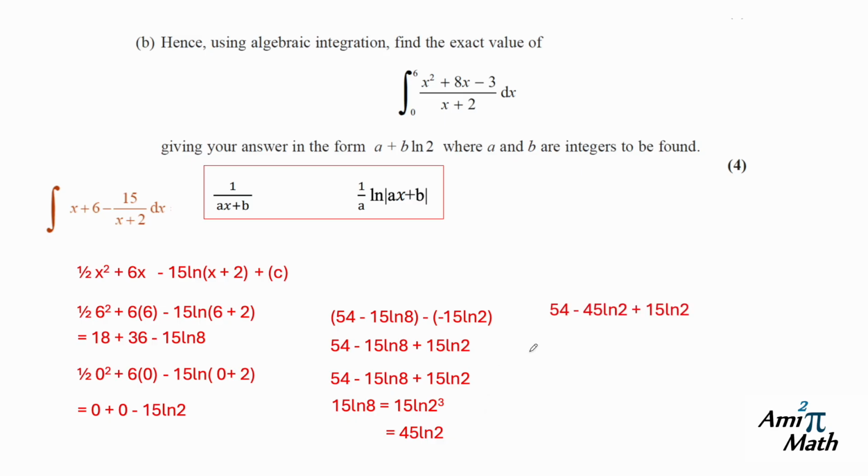And then we do 54 minus 45 ln 2 plus 15 ln 2, and we know minus 45 plus 15 gives minus 30, so we get 54 minus 30 ln 2, and our a is 54 and our b is minus 30.